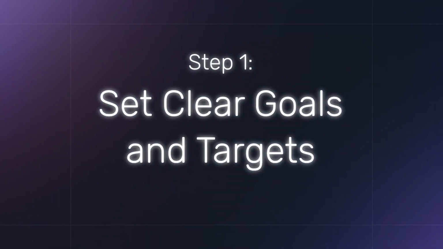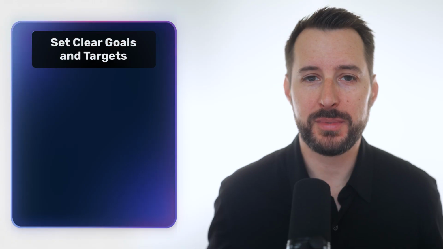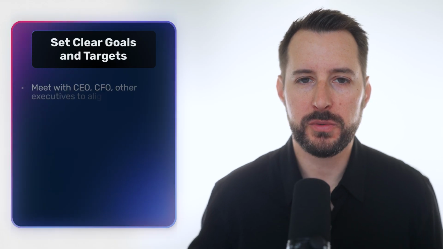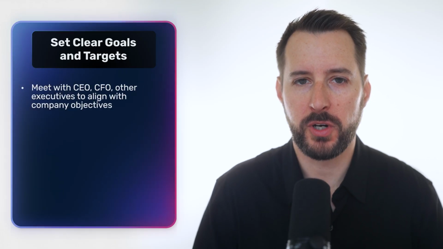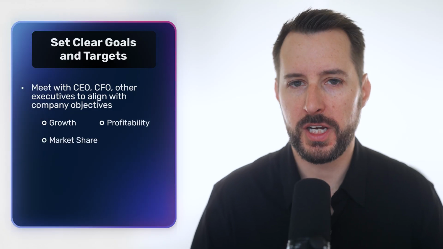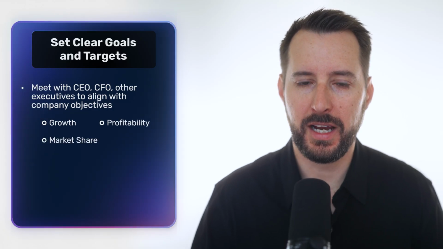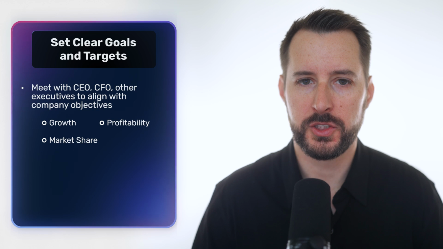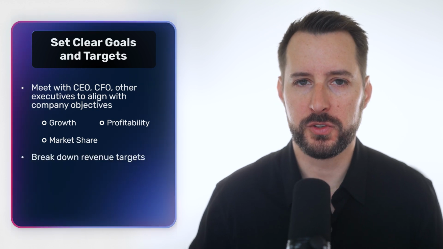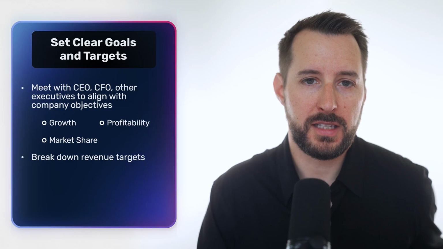Step 1 is to set clear goals and targets. This is the top-down planning that we all know and love, and it is a critical first step. We need to meet with the entire executive team and understand the priorities for the year, whether it's growth, profitability, market share, or something else. And we need to get aligned on what those top goals are so that we can build our annual plan around it.